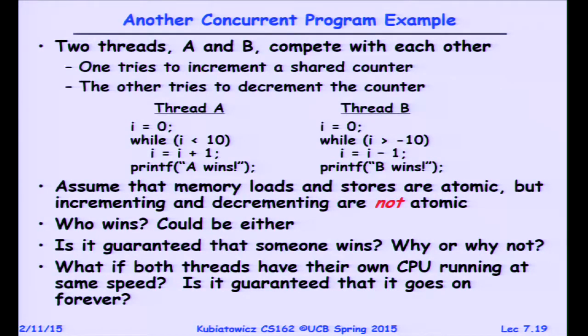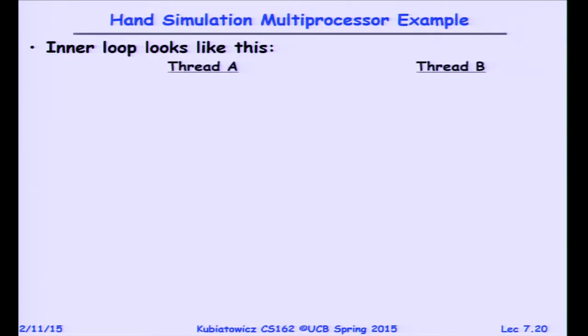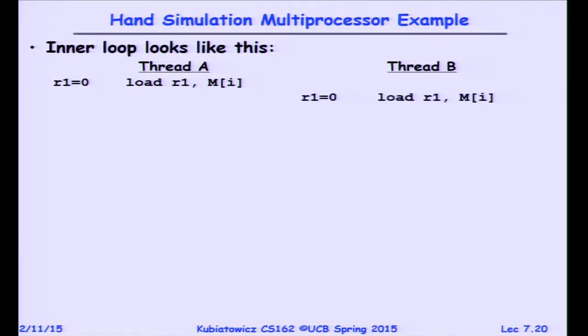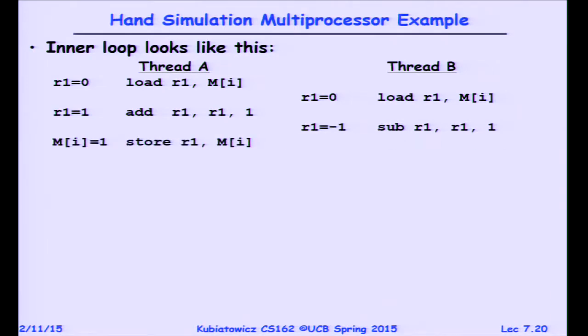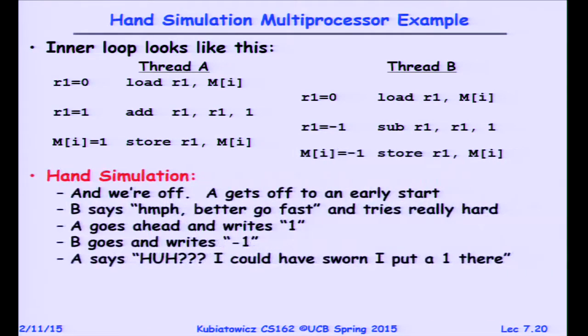Hard to say, right? Timing weirdnesses might come into play. Okay? So this is just bad code. So here let's do the inner loop here. Ready? Dun dun dun. So, looks like thread A is off to a good start. Then thread B is off to a good start. Oh wait, A is now going along. Oh no, B is going along. Oh, A stores, B stores.